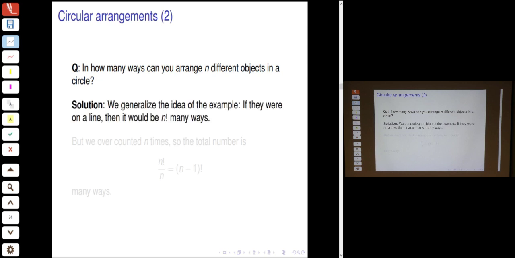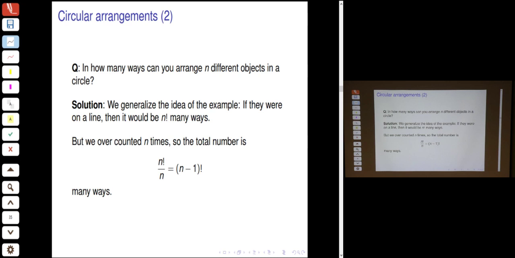Okay, so let's look at them. This is in general: in how many ways can you arrange n different objects in a circle? This is a generalization of the 3 guests around the table. So you have n guests now. If they were on the line, it would be n factorial, but we overcounted n times. Just now we overcounted 3 times. Now it's n times because you have n positions. It's like a dial: you click, click, click, then you have n possible picks.